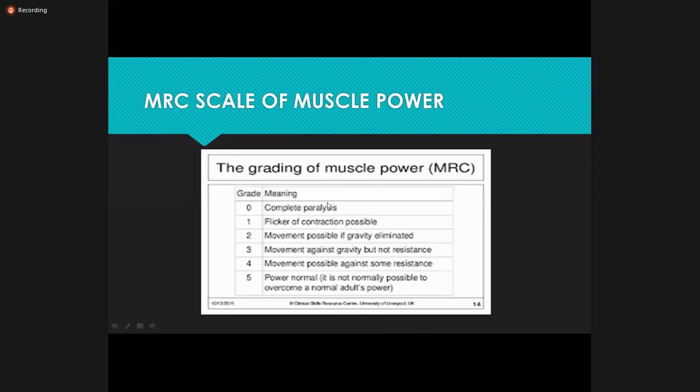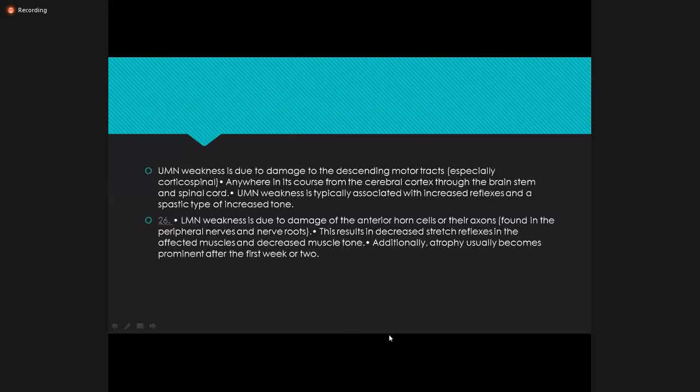Zero means no movement at all. Power one means only flickering or a few twitching movements of the legs or fingers, especially toes. Power two, able to move side by side or horizontally but unable to uplift. Power three, the patient is able to move against gravity or can uplift. Power four is movement possible against some resistance. Power five, they are able to sustain against your resistance, or sometimes if they have good muscle or good build, they can overcome your resistance. So this is called power five.